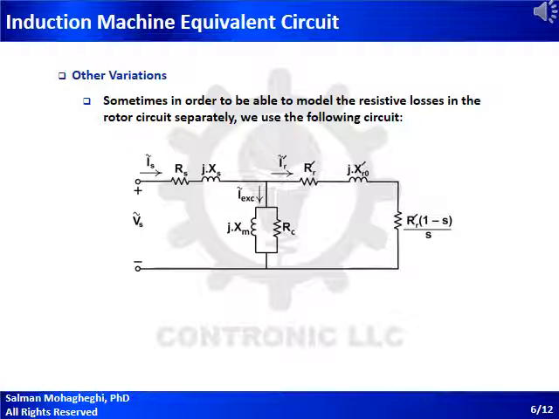This is a topic for one of our future lectures, where we will break the motor into various flows of power and we will see how RR prime 1 minus S divided by S represents the mechanical power that the motor is delivering to the load. So for now, just consider the fact that RR prime in the rotor circuit is an actual resistance. RR prime times 1 minus S divided by S is a fictitious resistance.